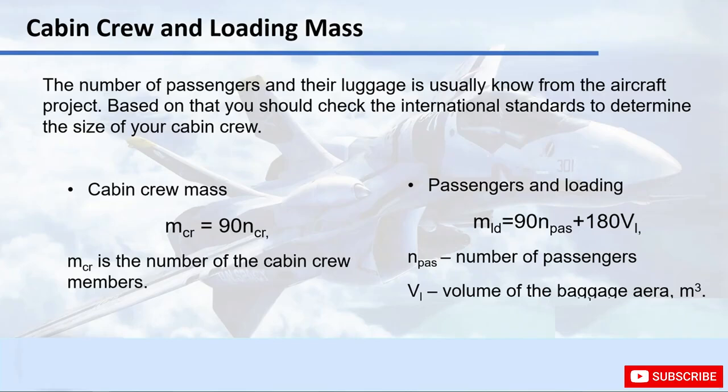And we also add some value for the baggage that each passenger has. We usually use two approaches: either estimating the luggage per passenger, or taking the volume of the baggage area and multiplying it by 180. You can use either approach for estimating the baggage that will be inside the aircraft. But let's head on to the Excel sheet and estimate these masses.